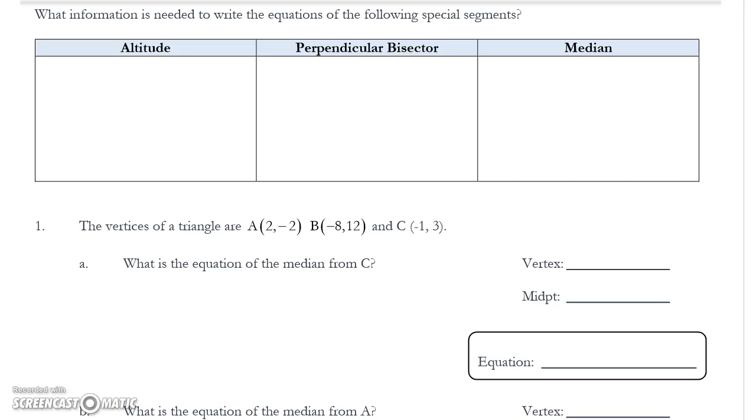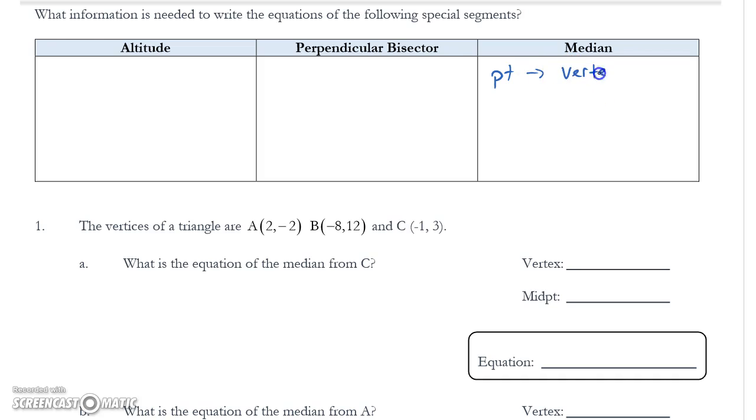This first video is going to review how to write the equation of a median for a triangle. So what you need to recall is if I'm writing the equation of a median, I need two things. I need a point and a slope. The point that I'm going to use is going to be one of 2 points.